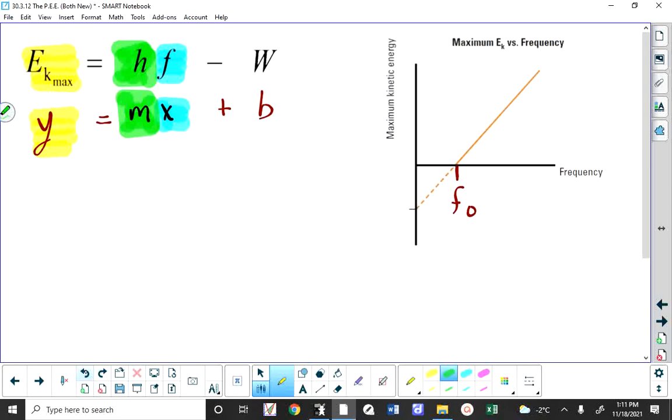Now, we want to be careful here. This is not the work function. And I haven't lost my mind, but I'm being technically very careful in what I label that as. It's not the work function. Anybody know what it is?